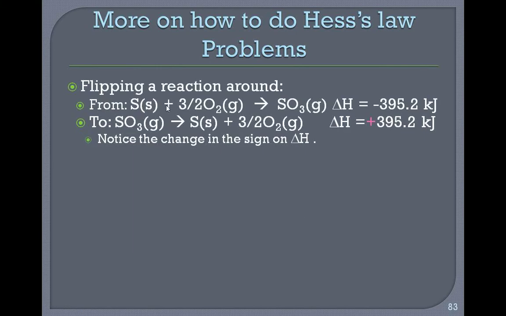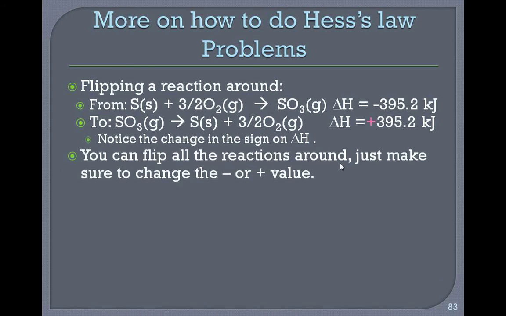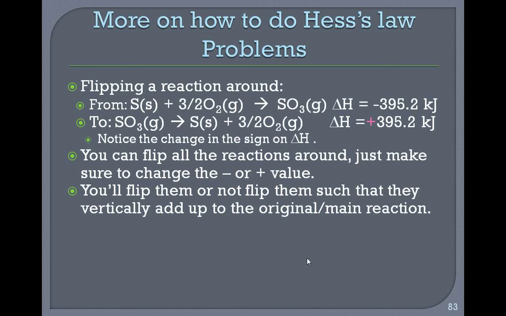So, flipping a reaction around. If you have this reaction in that direction, and it's a negative 395.2, if you need to flip it around because you need some compounds on the other side, you just flip the sign to a positive. So it was exothermic and now it's endothermic. You can flip all the reactions around, just making sure to change the positive or negative value. You'll flip them or you may not flip them.